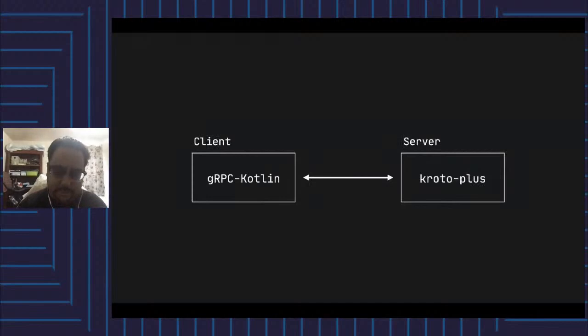For this example, I'm going to show you how to build a client and server using two different libraries. On the server side, we're going to utilize Kroto-plus. On the client side, we're going to utilize a library called gRPC-Kotlin. I'm using two different libraries to show you two different technologies, but you may also have a server that was written a couple of years ago using a different technology.